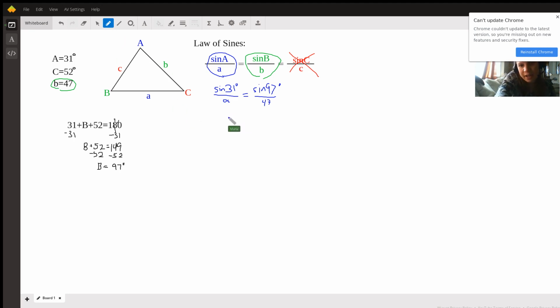So you could do A over sine of 31 equals 47 over sine of 97. It's just always easier to solve for something if it's in the numerator, so maybe doing the reciprocal version would be easier. You multiply both sides by the denominator sine of 31, and when you multiply that to both sides, you should be able to get your answer.